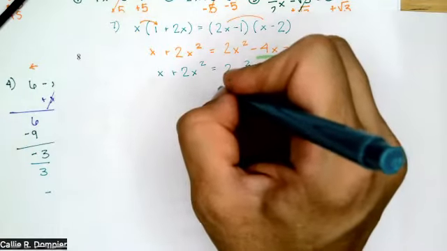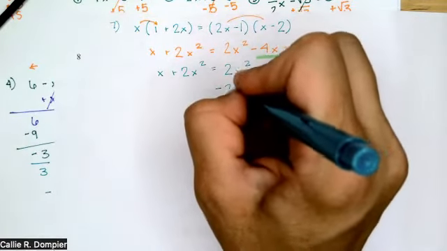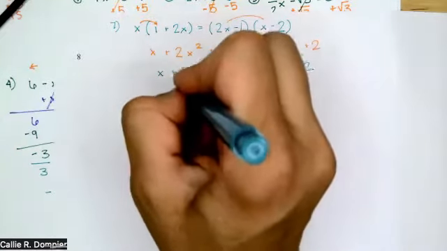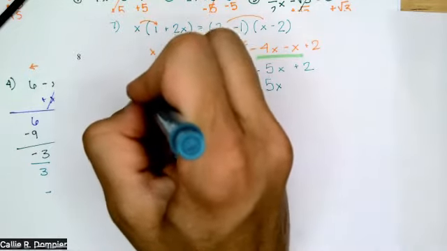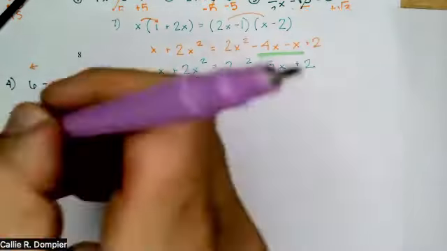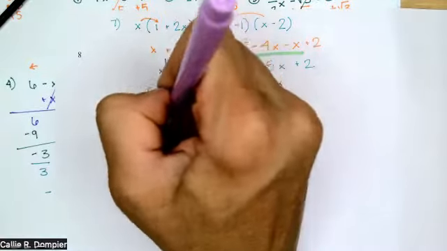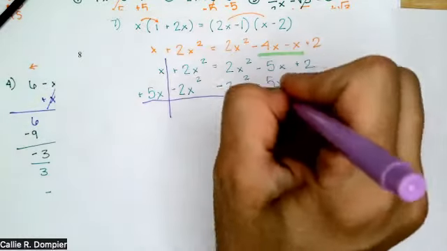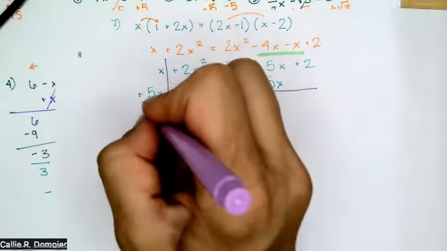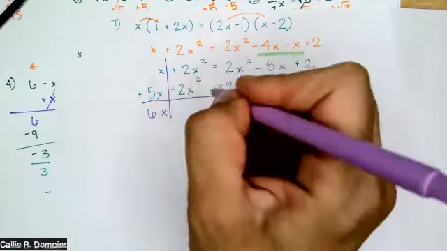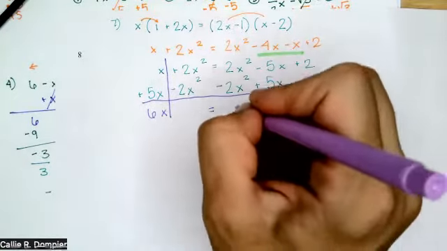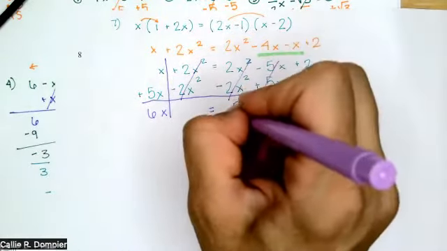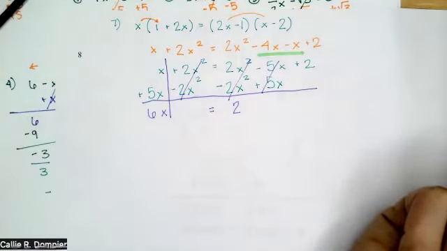All right, so I'm going to subtract 2x squared and I'm going to add 5x to both sides. Do you see how I lined them up? So the positive 5x is being combined with the x, the negative 2x squared is being combined with the 2x squared. So this is 6x. Positive 2x squared minus 2x squared is canceled out, and we get 2. Good.